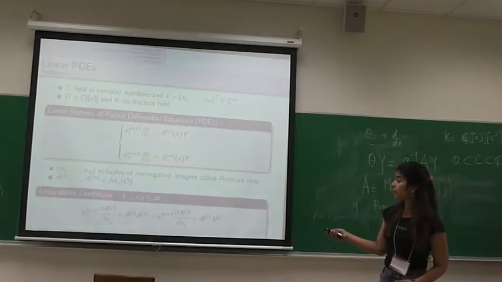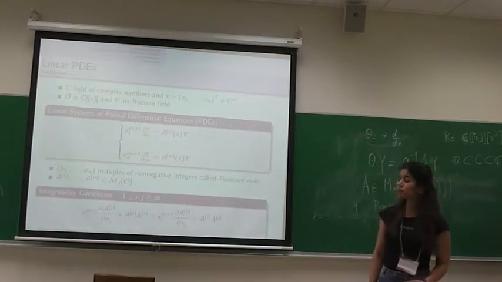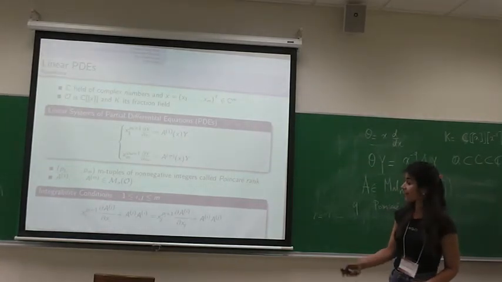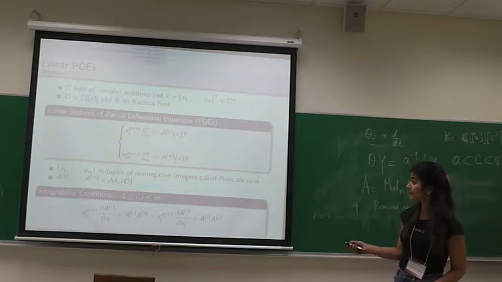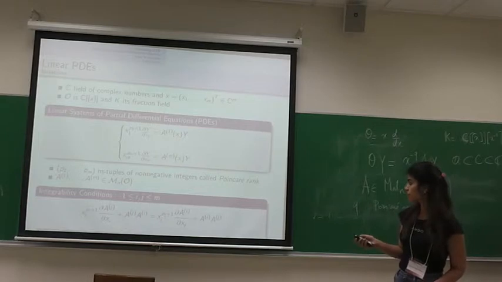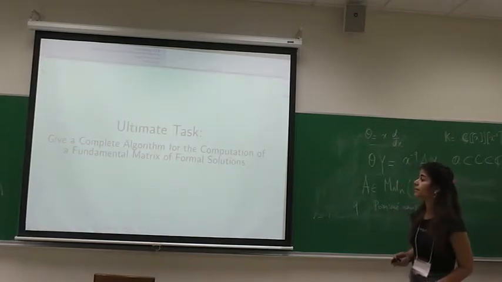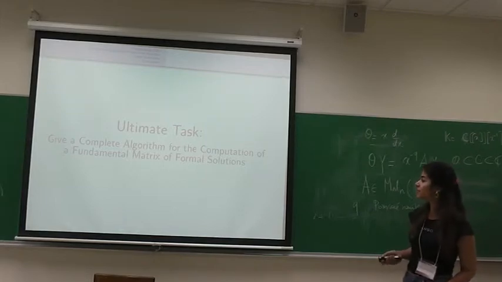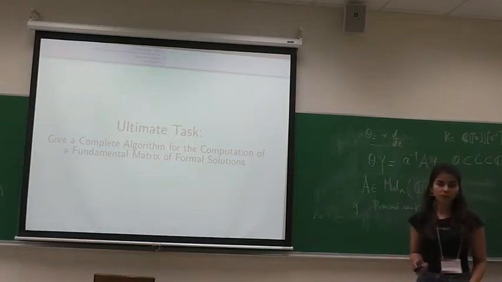Now, the integrability conditions are as follows. We say that they have normal crossings to illustrate the fact that the first subsystem is singular at points where x1 is 0, the second at points where x2 is 0, etc. And so what we are interested in, as usual for other systems, is to give a complete algorithm for the computation of a fundamental matrix of formal solutions.